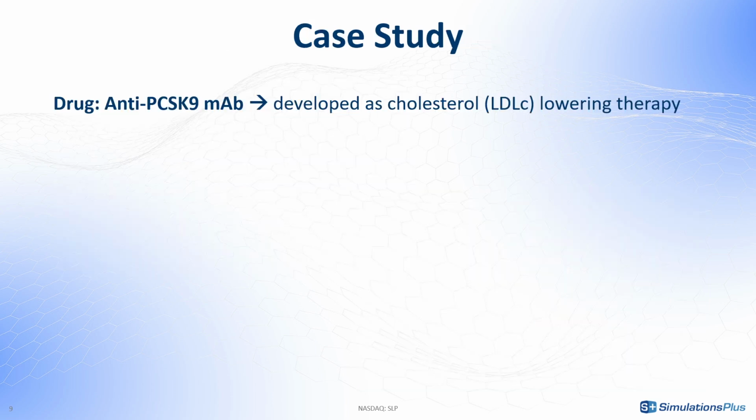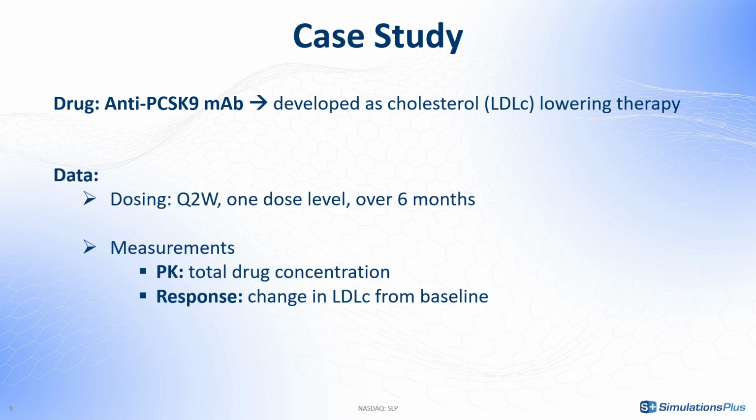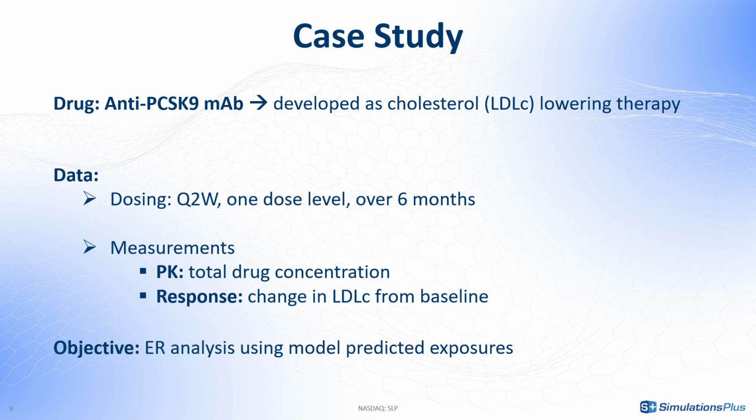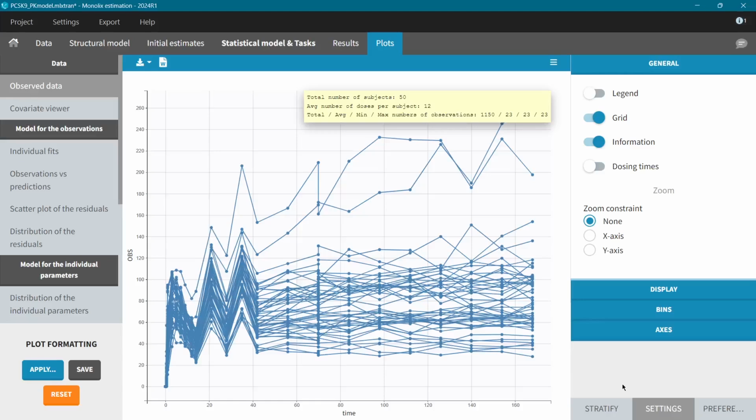In this video, I'm going to use a simple example of a drug targeting PCSK9 to lower the cholesterol levels in the blood. I have PK data showing the drug concentration over 6 months and response data, which is the change from baseline in LDL-C levels. My ultimate goal would be to perform exposure response analysis using exposures derived from model predicted concentration time curves.